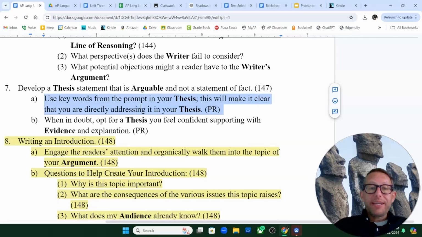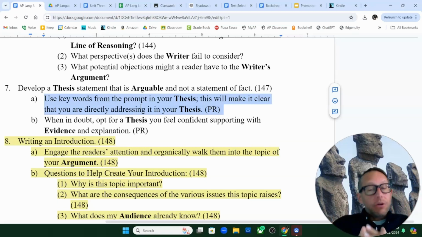And of course, when in doubt, opt for a thesis you feel confident supporting with evidence and explanation. So if you're really drawing a lot of blanks, not knowing what direction you want to take it, not knowing what you want to do, and so on and so forth, just make sure you're asking yourself, okay, I have no idea where to go with this. What can I prove? What do I have evidence to prove? Which are the best sources as far as I'm concerned? And what do they all agree upon that I can have as a solid thesis argument?